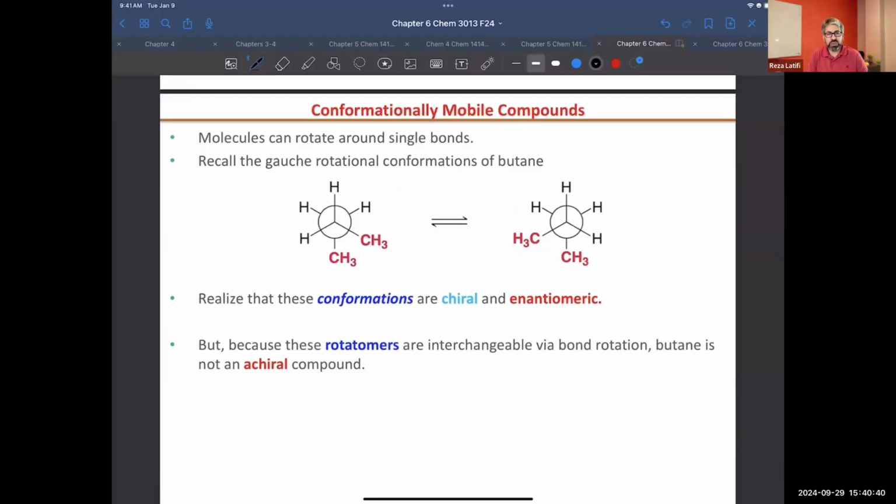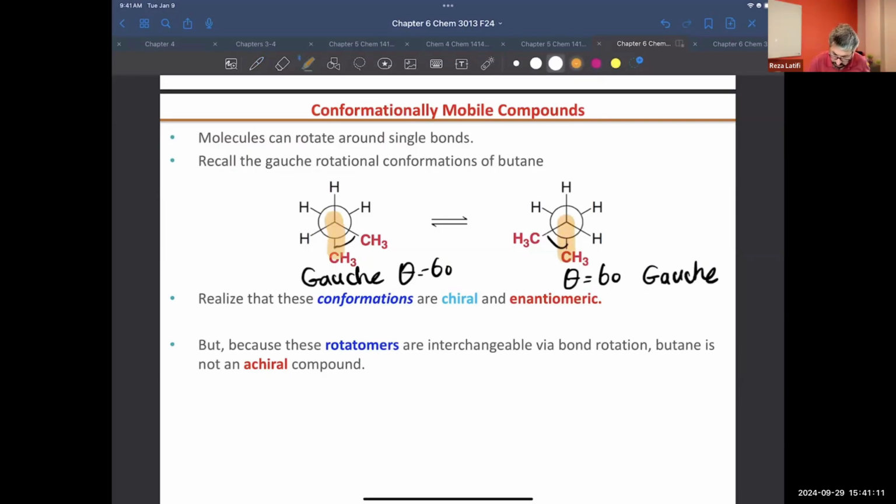We talked about this. We said we have a gauche conformation here, and you look at the methyls, the angle between them is 60, but one of the methyls is on the right side. And this time the dihedral angle between them again is 60. I'm going to call it gauche, but the difference between them is the methyl now is on my left hand. When I say left hand, I'm treating this one as a reference. The methyl used to be on the right side, now it is on the left side.